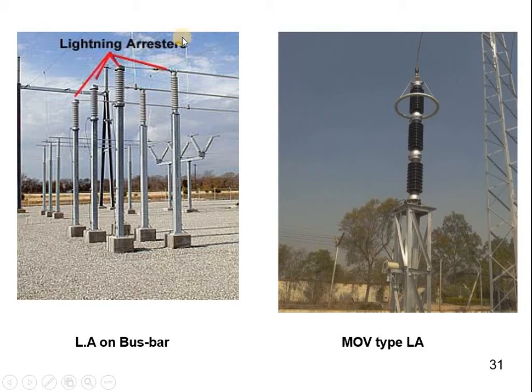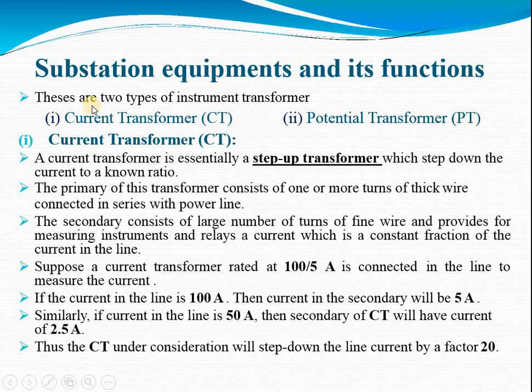So whenever lightning is going to happen here, it is going to strike on this and get earthed. So this is the MOE type lightning arrester, metal oxide arrester. So this is the lightning arrester. Whenever you see construction or equipment like this, with rings surrounding that equipment, that is called the MOE type lightning arrester.